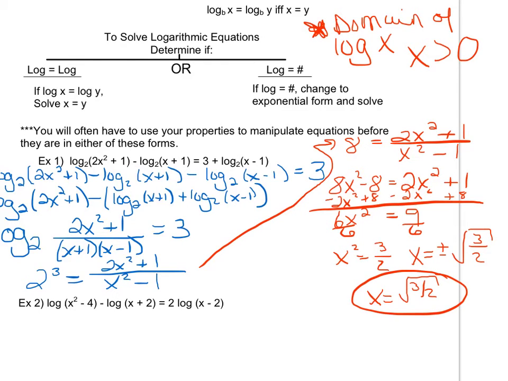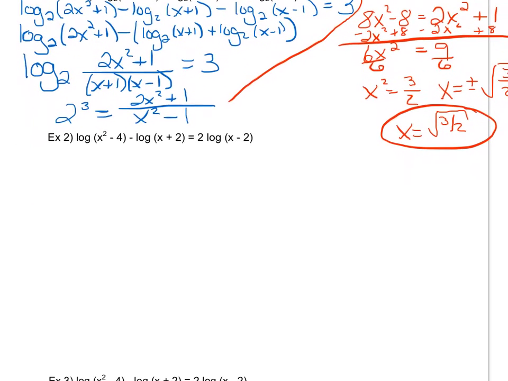Okay, looking at my next example. Again, I'm first going to ask myself, is this log equals log or log equals a number? Well, I see I have a number here, but this time, unlike the last time, it's actually attached to a logarithm. So since every single term contains a log, I'm going to go ahead and say that this is going to be a situation where I have log equals log. So I'm going to, again, use my properties to make that look that way.